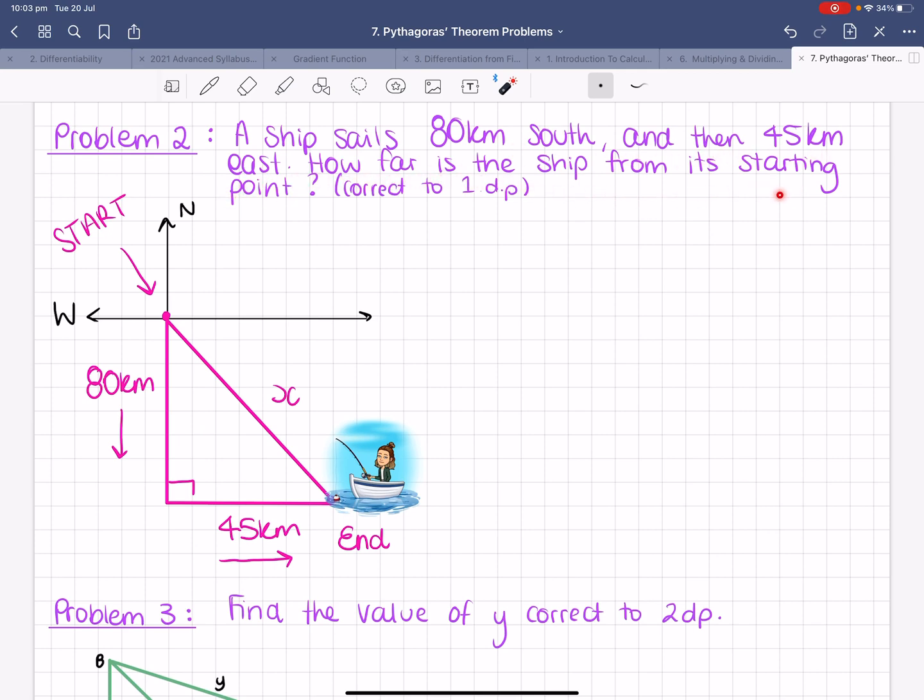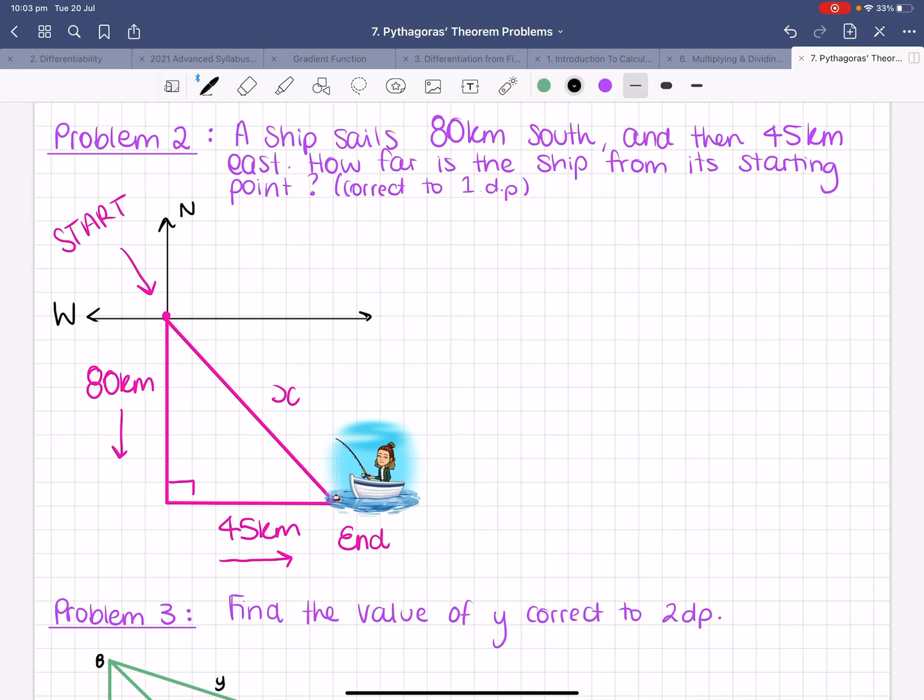Problem 2, a ship sails south 80 kilometres and then 45 kilometres east. How far is the ship from the starting point? So here is the start, travels 80 kilometres south, then 45 kilometres east. And this distance here is how far away it is from the start. And I've just called it x.